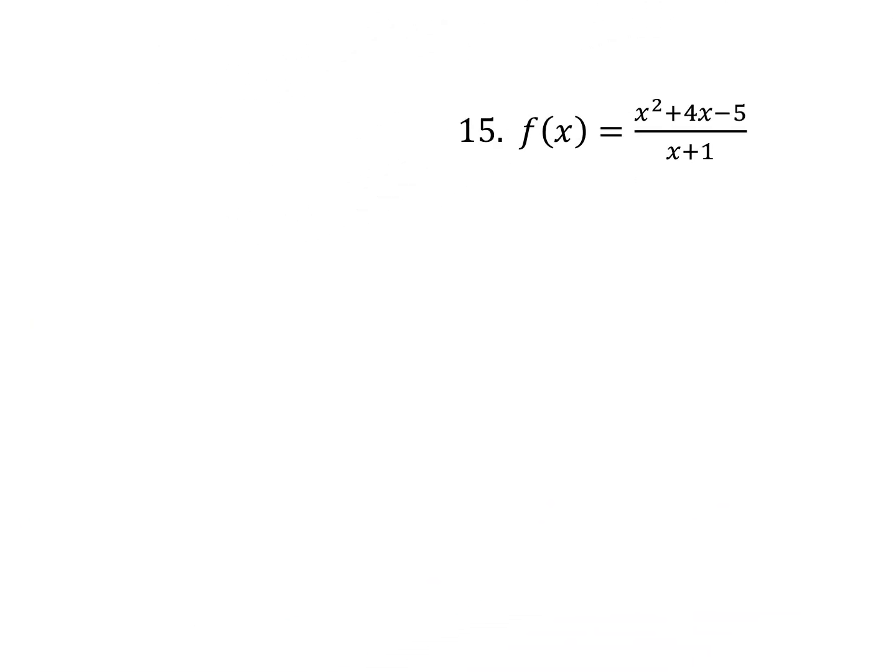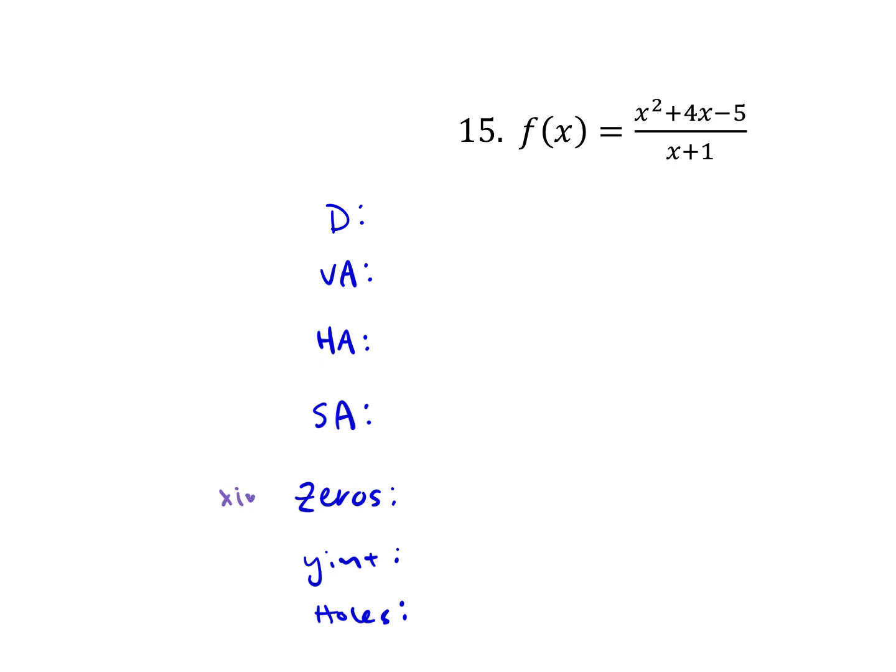So let's look at 15. We want to find the domain, vertical asymptote, horizontal asymptote, if there's a slant asymptote, the zeros, the y-intercept, and holes. Yes, zeros and x-intercepts mean the same thing.